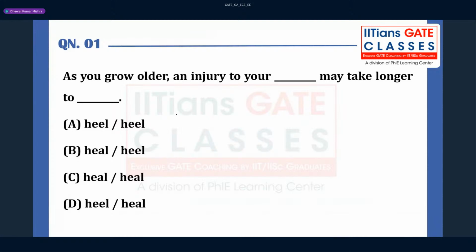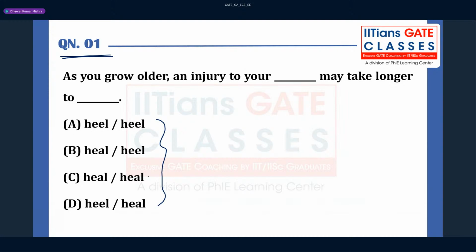So let us start with the English question, right? And as you read the statement, fill in the blank questions are asked. So as you grow older, an injury to your dash may take longer to heal, right? So which option is going to be correct? An injury to your heel, right? See, the pronunciation of these words is quite similar, so we might make a mistake also. Heel. Which option can be correct here?